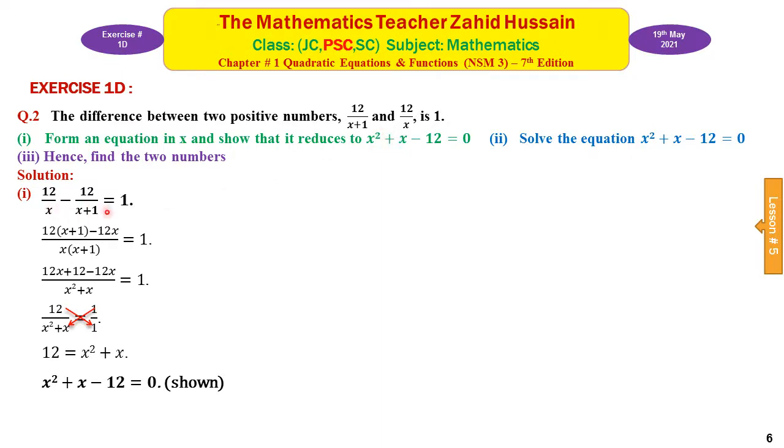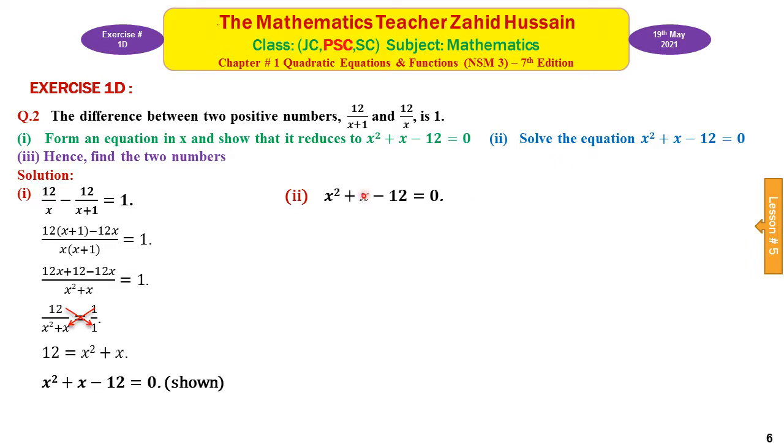So we made the equation and simplified it, so we have shown that this equation when simplified reduces to x square plus x minus 12 equal to 0, which is our part 1. In part 2 you are asked to solve this equation.